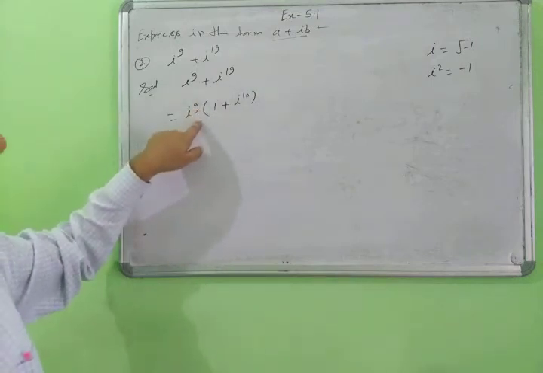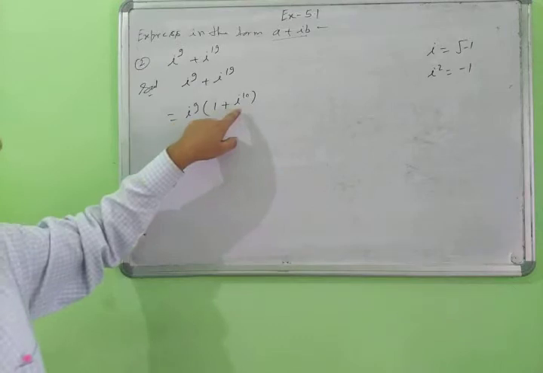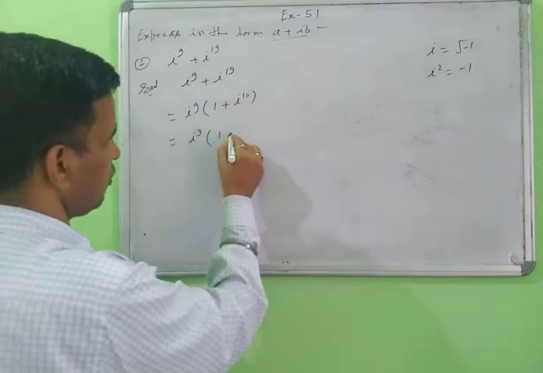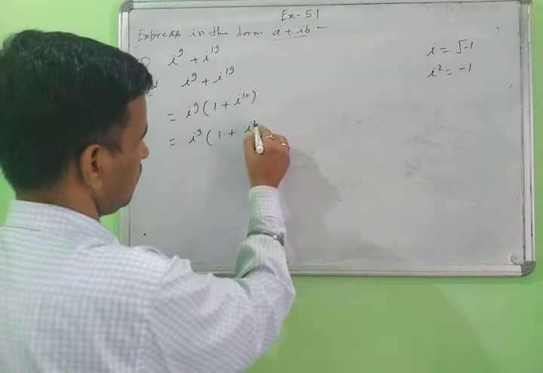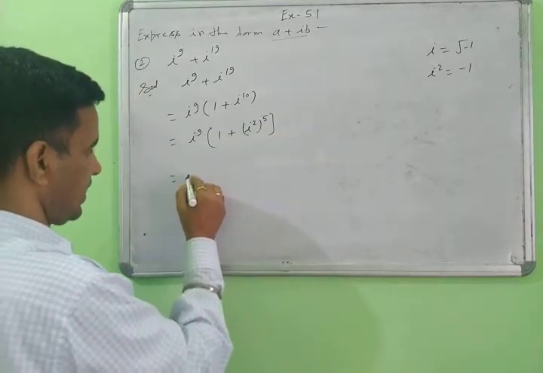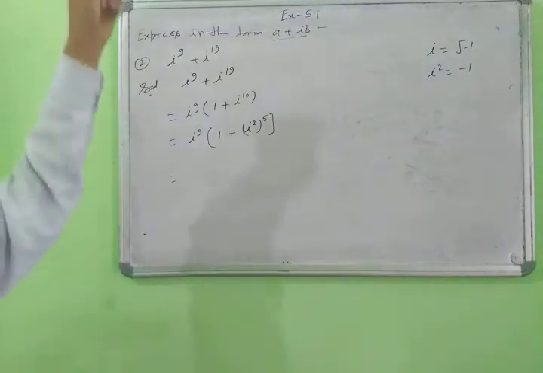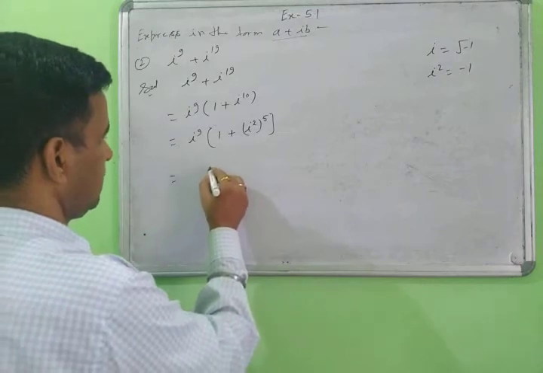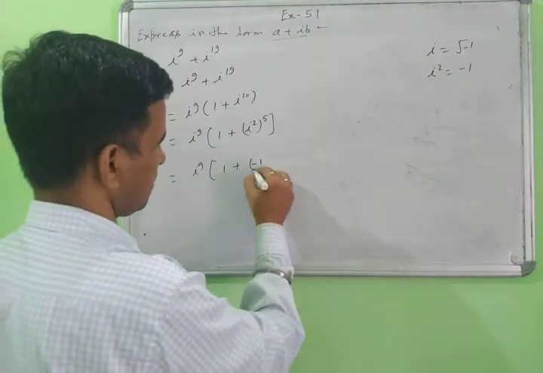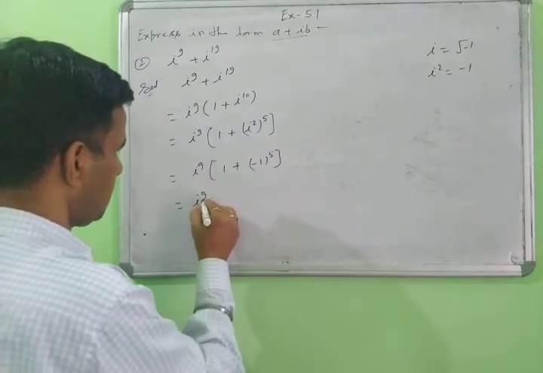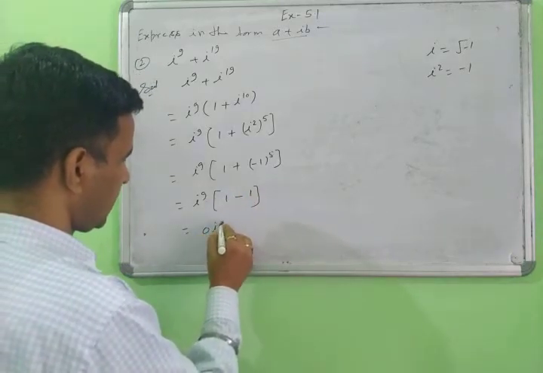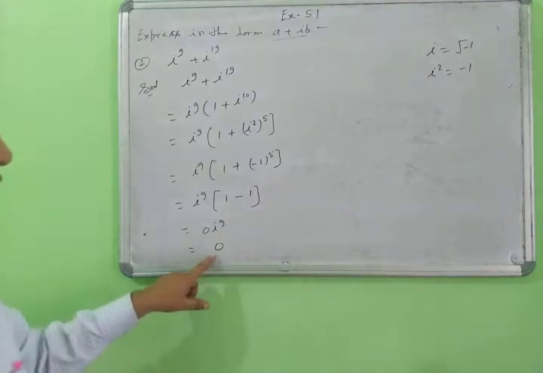We are taking i^9 common here. Then what is left inside is 1 plus i^10, times i^9. Now what is the value of i^10? It is i^2 to the power 5, which is (-1)^5. So 1 plus the value of iota square to the power 5, which is -1. 1 minus 1 is 0, and 0 times i^9 is 0. The answer here comes 0.